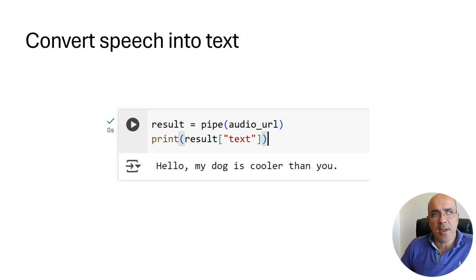After preparing the ASR pipeline and loading the audio file, the code performs speech-to-text transcription. By calling pipe on the audio URL, the audio file is passed into the pipeline, which automatically processes it through the Whisper model and returns a dictionary containing the recognized text. The print result then extracts and displays only the transcribed text, providing the final output of the speech recognition workflow.